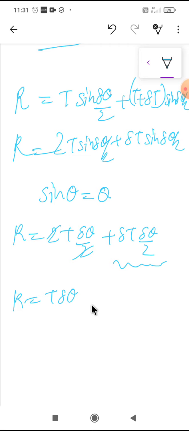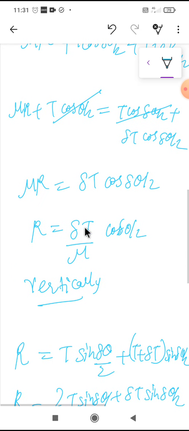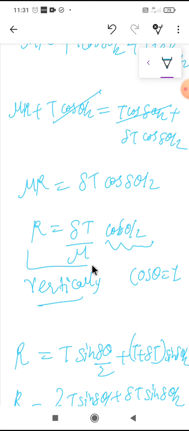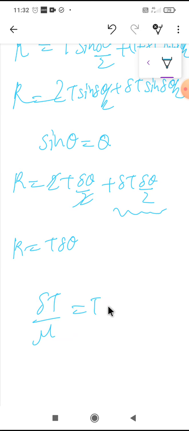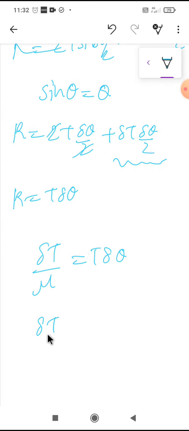Now here R we have got T delta theta, and here R we have got delta T by mu. As theta is very, very small, we can say that cos theta will be equal to 1, so we can neglect this term. So we are left with R, that is delta T by mu, and here T delta theta. So delta T by mu is equal to T delta theta. Let's bring T to one side. So delta T by T is equal to mu delta theta.